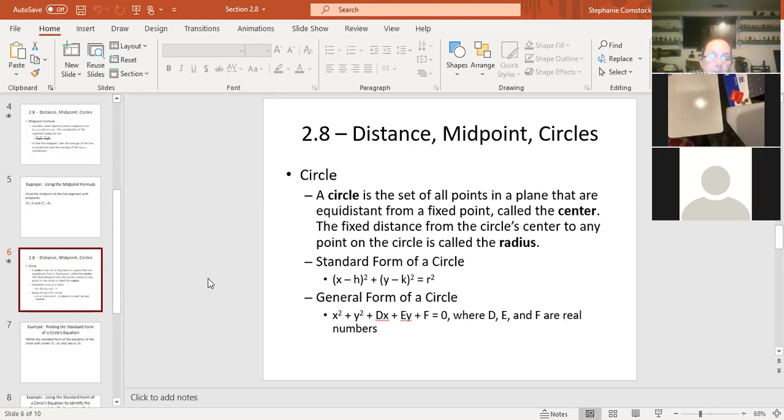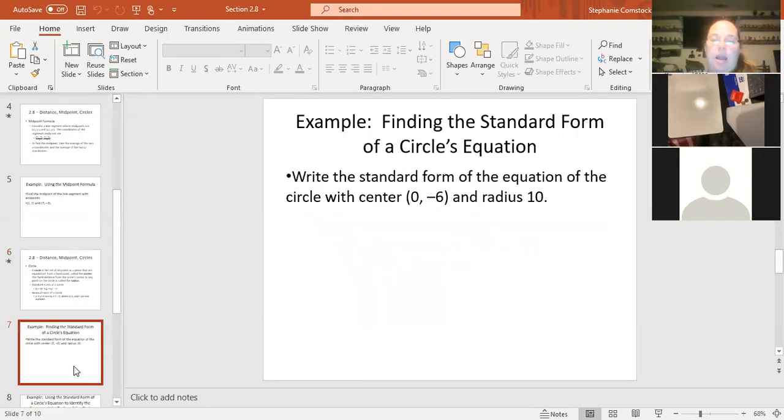One of the things we will have to look at in just a bit is how to get from the general form of a circle back over to the standard form. First off, we're going to talk about how to write this in standard form. So we have a center at 0, -6, and a radius of 10.